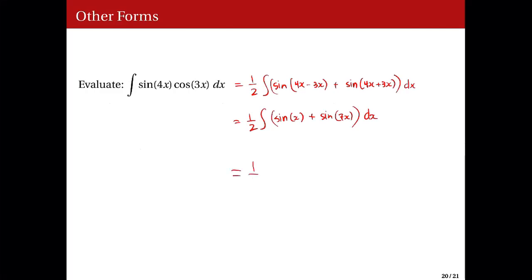So integrating, we have 1/2 quantity: negative cosine x minus cosine 7x over 7, plus c.